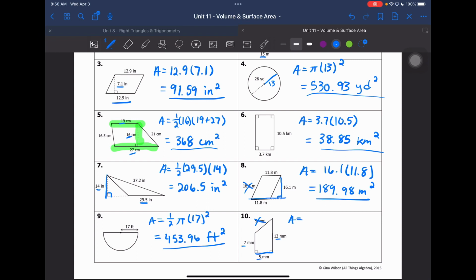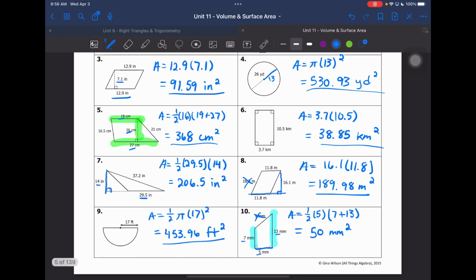In this case, the 7 and the 13 are the bases. The way that you know what the bases are is that they have to be parallel to each other. And so because those sides are parallel to each other, those are our bases rather than the 9 and the 5. So I'm going to say 1/2 times height, which is 5. And then in parentheses, let's add the bases. So 7 plus 13. Then go ahead and type that into your calculator. We would have 50 millimeters squared.